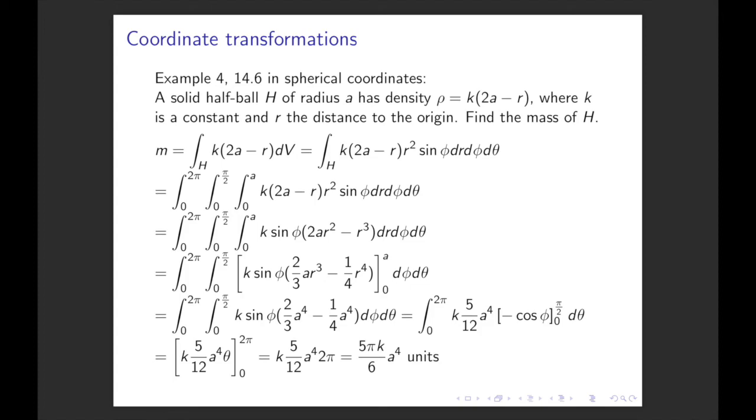Okay, what are the boundaries? The boundaries in the r direction go from 0 to a, not starting at minus a, because there we go with the different angles. The angle for phi is from 0 to pi half because we only have the upper half of the ball, and for theta we go from 0 to 2 pi, once around the whole circle.